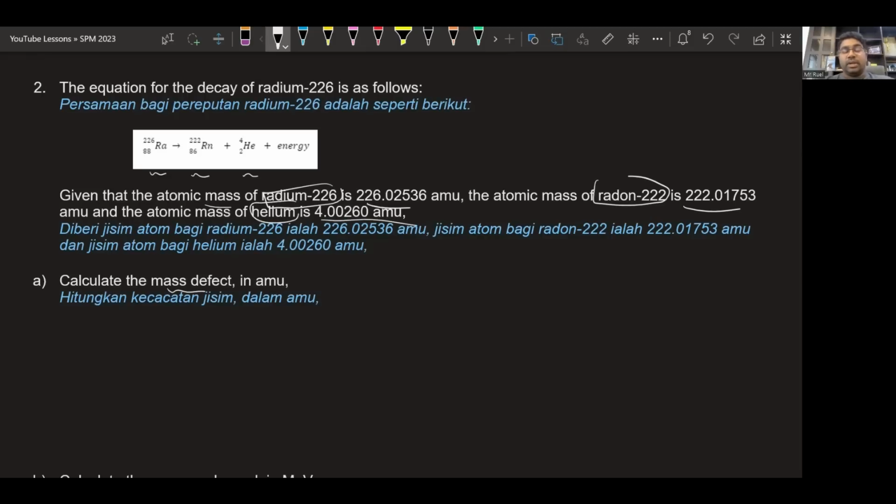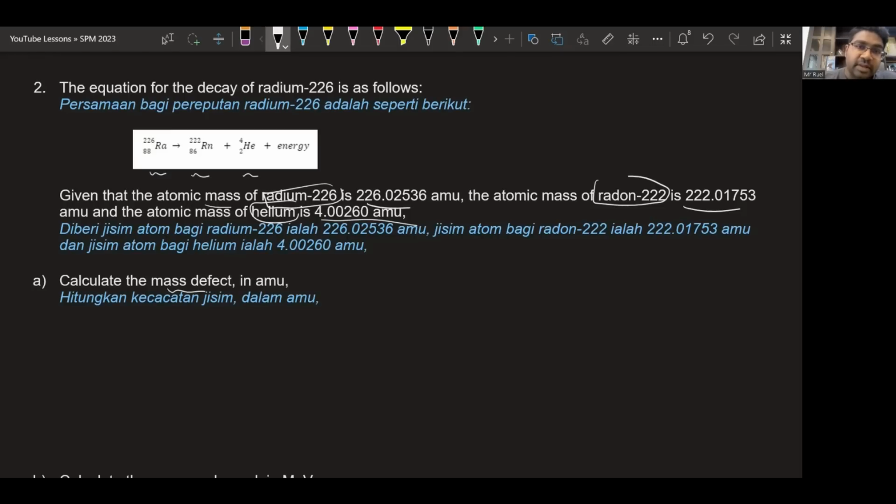So whenever we are doing calculations involving nuclear energy, we always find mass defect first. From the mass defect, then we use E is mc squared to find the energy that is released. So once again, I will advise you to try and pause and try the question first. Okay, calculate the mass defect.